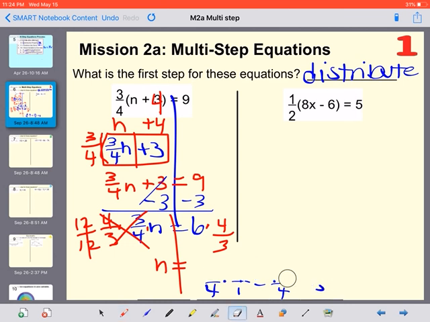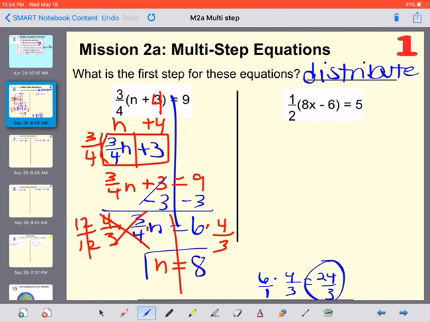On the other side, we have 6 times 4/3. This is really 6 over 1 if we make it a fraction. 6 times 4 is 24. 1 times 3 is 3. So 24 divided by 3 is really 8. Next one's a little bit easier, not as confusing of a fraction.